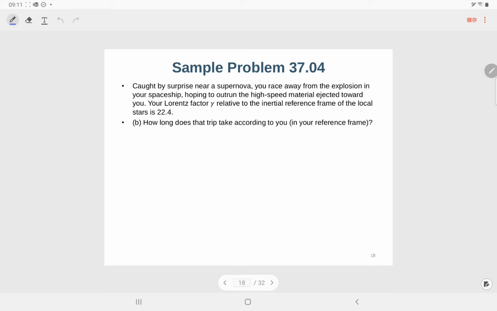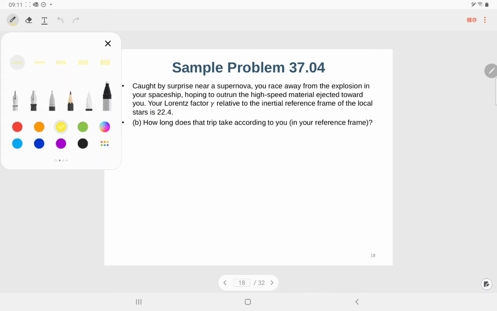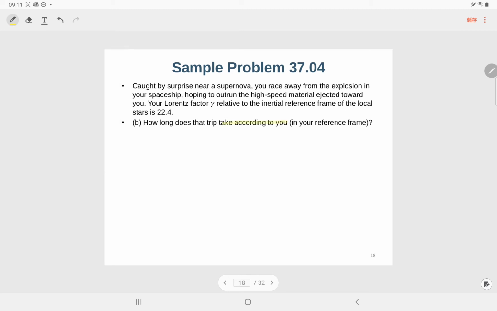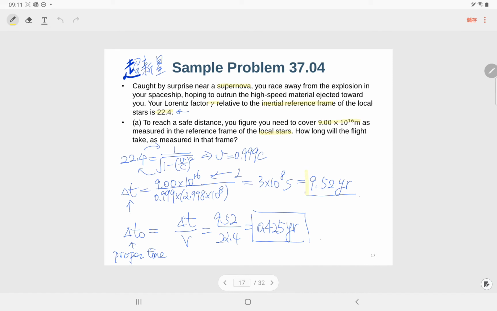So the next part is: how long does that trip take according to you? So, sorry, this should be part A.